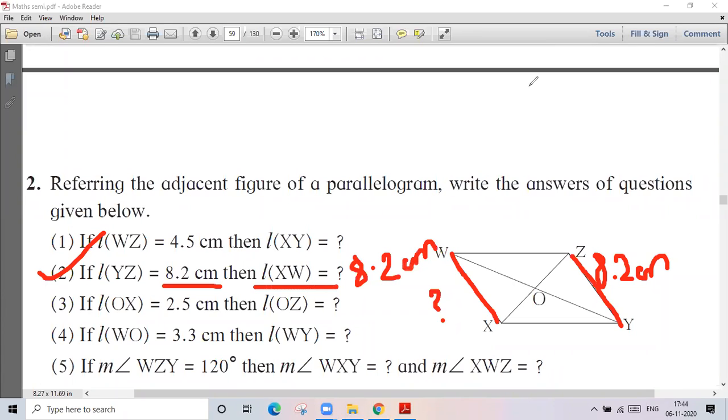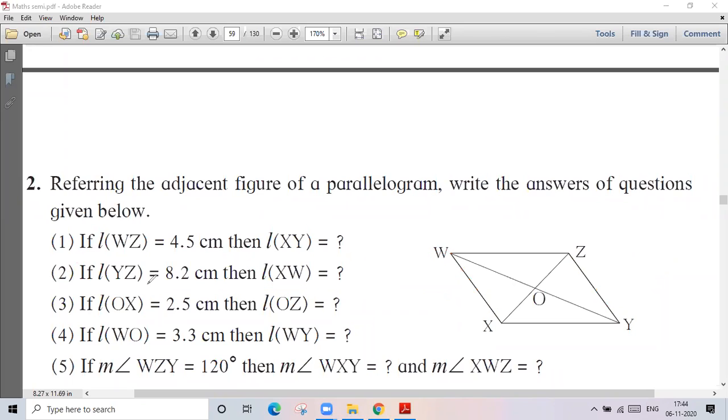Then next, question number 3. OX is equal to 2.5. Then we need to find out OZ. OZ is equal to how much? 2.5. Very good. So it will be 2.5.